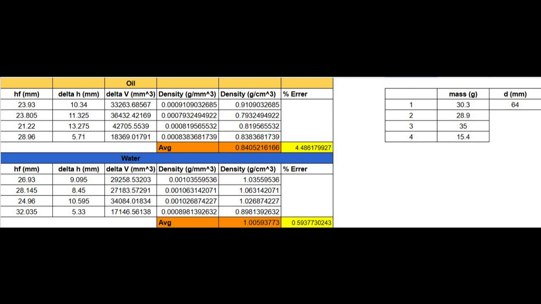After finishing calculations of the density of each object, we took the average and found the percent error and found that water had a percent error of 0.59% and oil had 4.48%. And that was it for our Lab 4 experiment video.